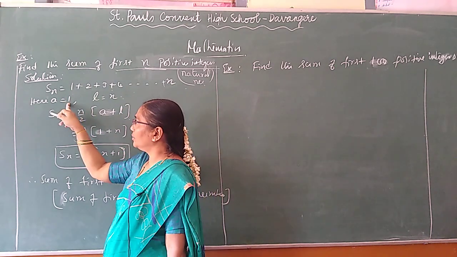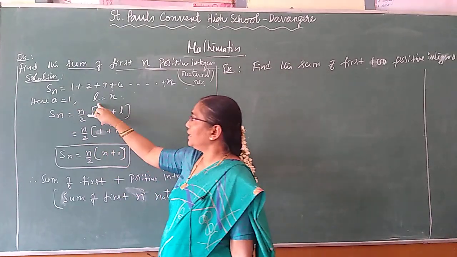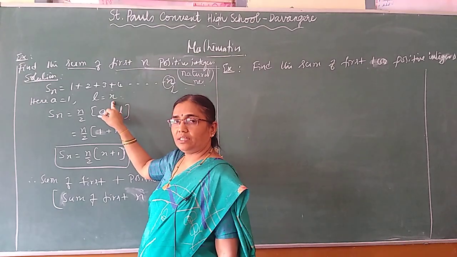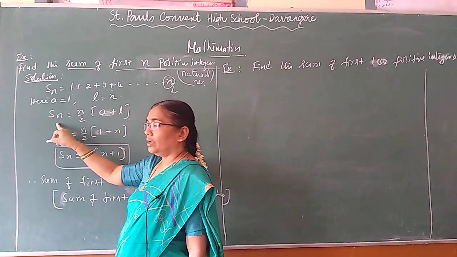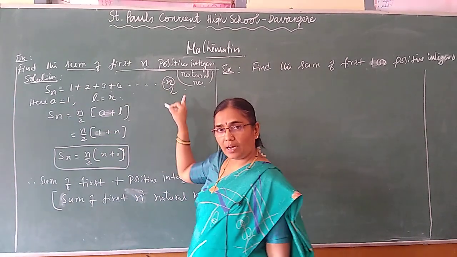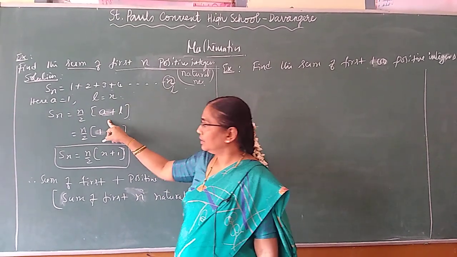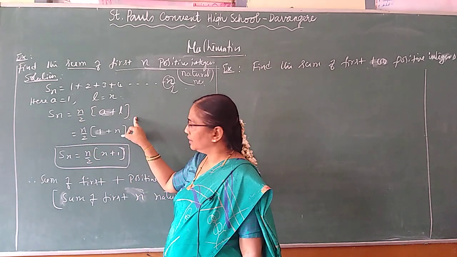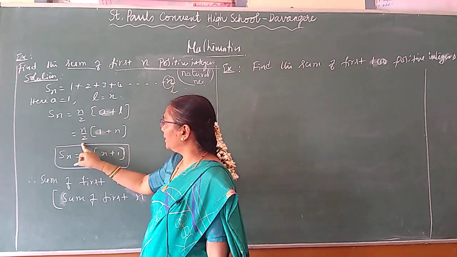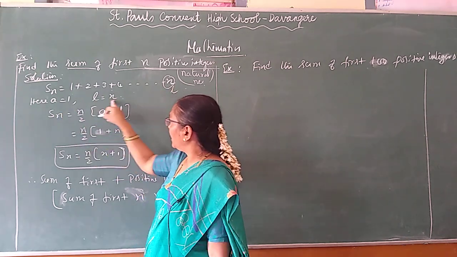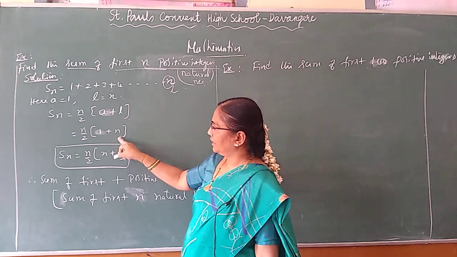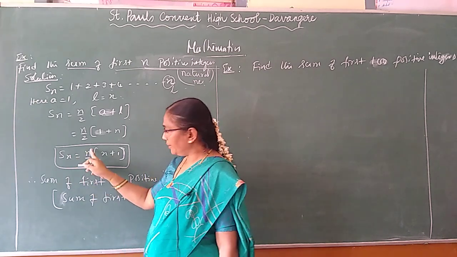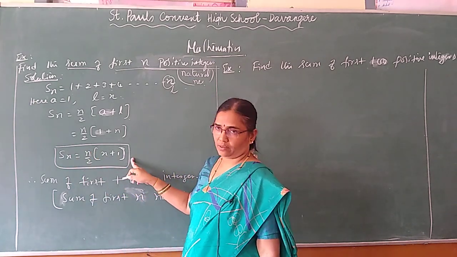Here, a is equal to 1. The last term is n. That is, we are to consider n. In the formula, we know that when they are given the first and the last term, you can use this formula. That is, Sn is equal to n by 2 into a plus l. So, n is as it is you write. A is 1. The last term is n we are considering. Therefore, the formula we are getting is Sn is equal to n by 2 into n plus 1.